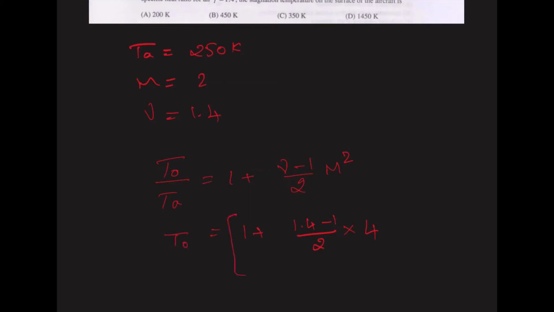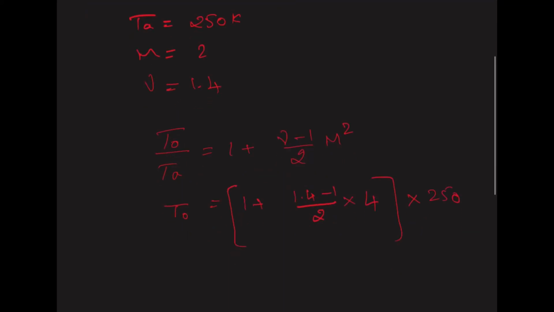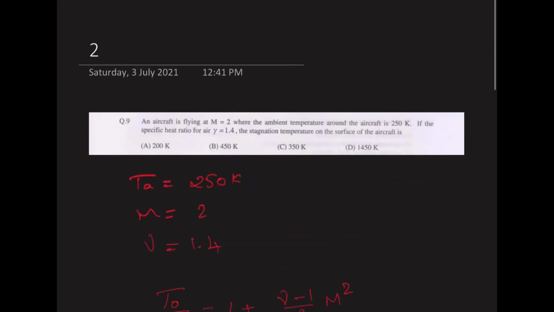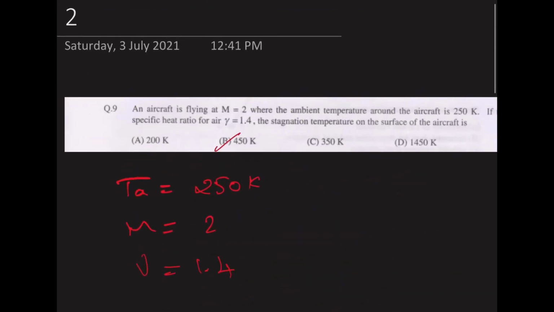So gamma 1.4 minus 1 divided by 2 into 2 square, which is 4. This is T naught over Ta. Ta is 250. So when you calculate this, it will be 1.8 into 250, which is 450 Kelvin. So stagnation temperature is 450 Kelvin. Option B is the right answer.